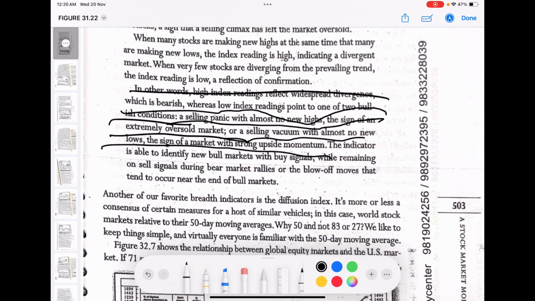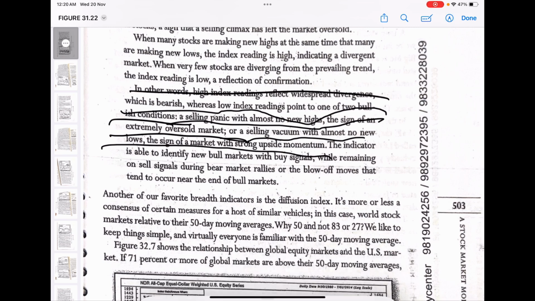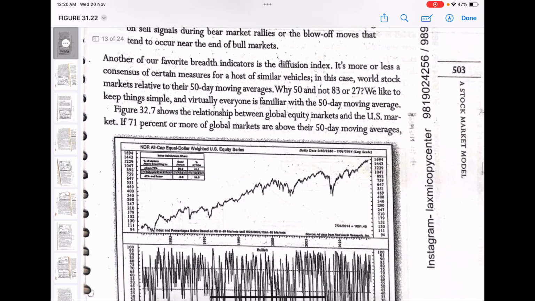Another of our favorite breadth indicators is the diffusion index. Now let's talk about what the diffusion index is. It is more or less a consensus of certain measures for a host of similar vehicles, in this case, world stock markets relative to their 50-day moving average. Why 50 and not 83 or 27? We like to keep things simple, and virtually everyone is familiar with the 50-day moving average.